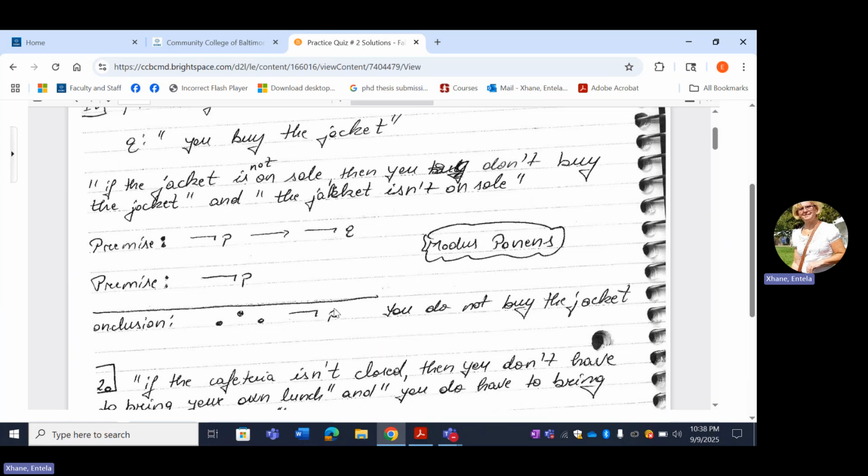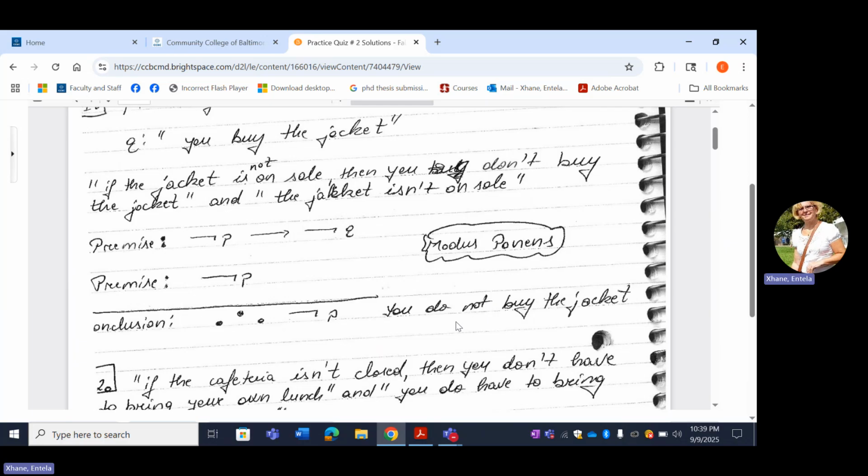So once again, we make a correction on this conclusion. This is supposed to be not Q. So that's a typo. This P is supposed to be a Q. And then the verbal statement reflects that this is indeed a not Q. So we conclude that you do not buy the jacket.